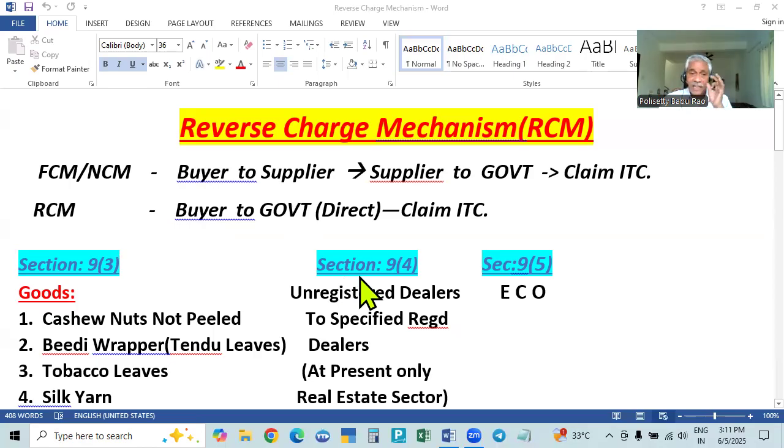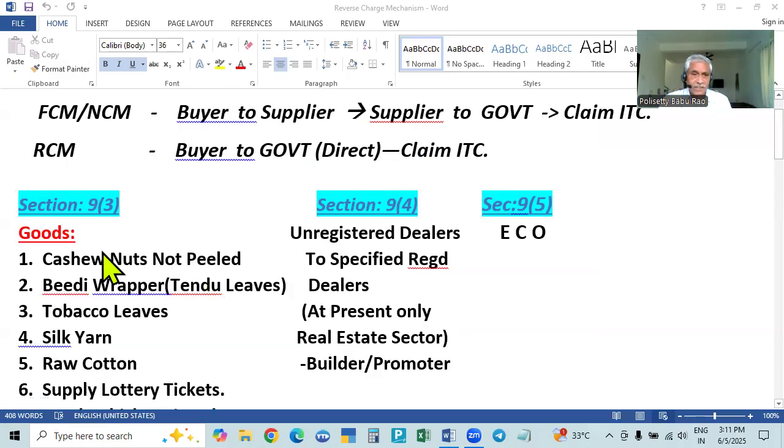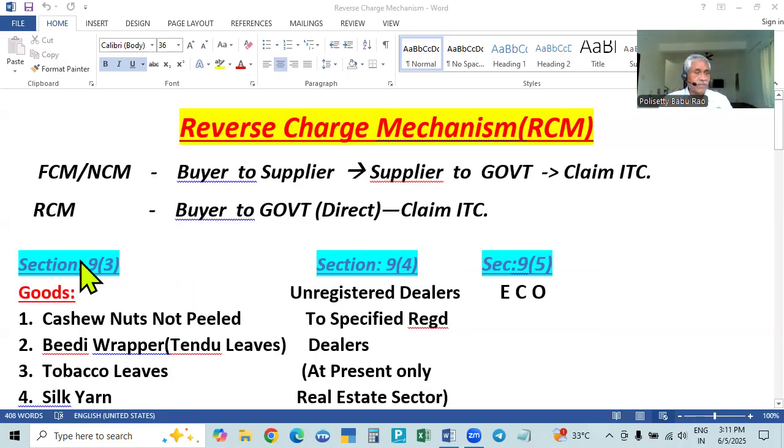So in the GST Act, that is the Central GST, CGST Act, and the SGST Act, and all these are just copies of the CGST Act. So in the CGST Act, there is one section, section 9. This section 9 deals with reverse charge mechanism. In section 9, there are 3 sections dealing with different items relating to the reverse charge.